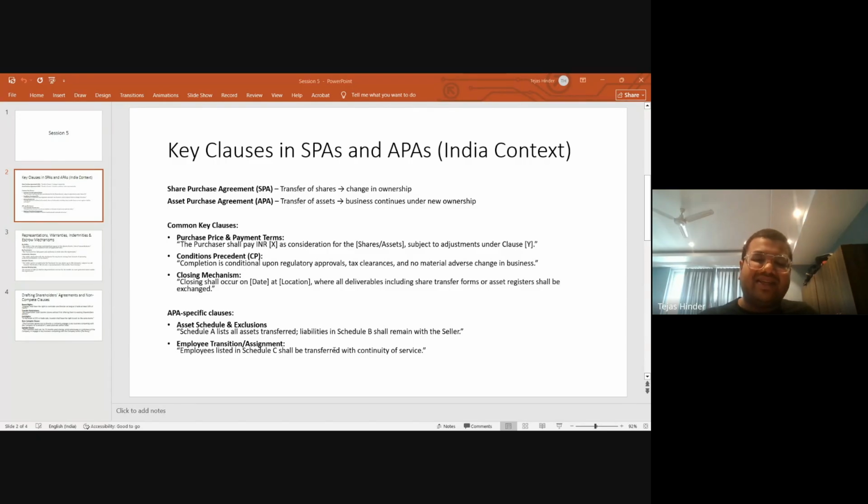And then mostly your next clause would ideally be closing and deliverables, which will basically specify what occurs at closing, like share transfer forms, payment, board resolutions, share certificates, etc. And you will then have your non-compete and non-solicit clauses, which will basically prohibit the seller from competing or soliciting employees or customers for a specific period of time and territory.